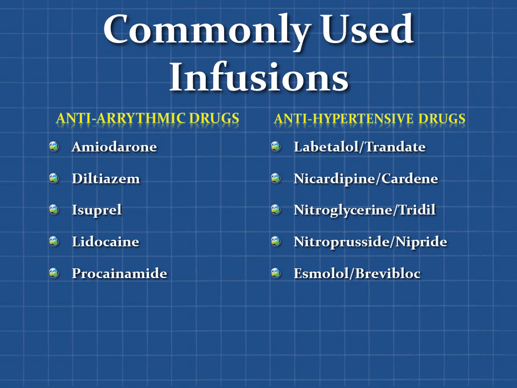Anticonvulsants like pentobarbital. Sedatives like Versed, Diprivan, and Precedex. Opioids like fentanyl and morphine. Alteplase as a clot buster. Regular insulin for antihyperglycemic, furosemide as a diuretic, and Protonix and octreotide for active GI bleed.